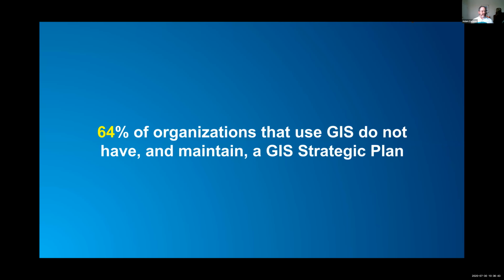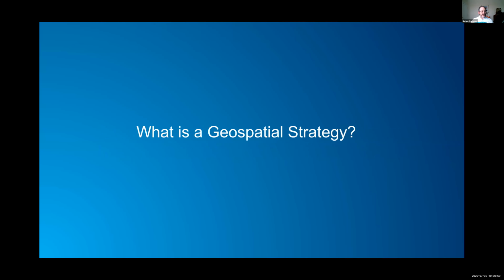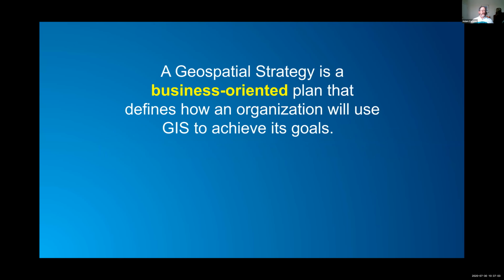So here's my first number, and that is that 64% of organizations that use GIS do not have and maintain a GIS strategic plan. And that is a problem. So the majority of us that are out there don't have a plan, and yet it's the most important thing to have to be successful. So let's talk about what is a geospatial strategy. Well, a geospatial strategy is a business-oriented plan that defines how an organization will use GIS to achieve its goals. The key word is business.